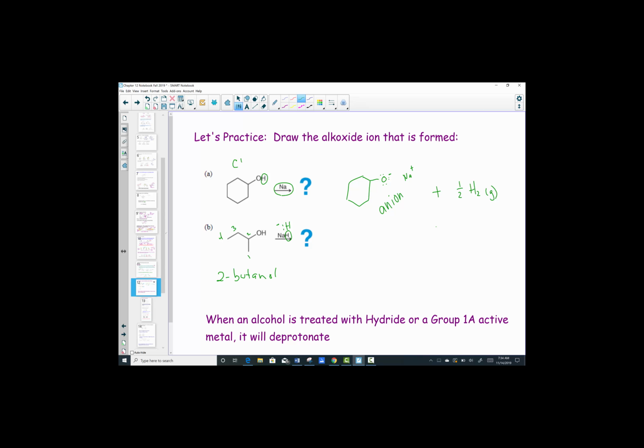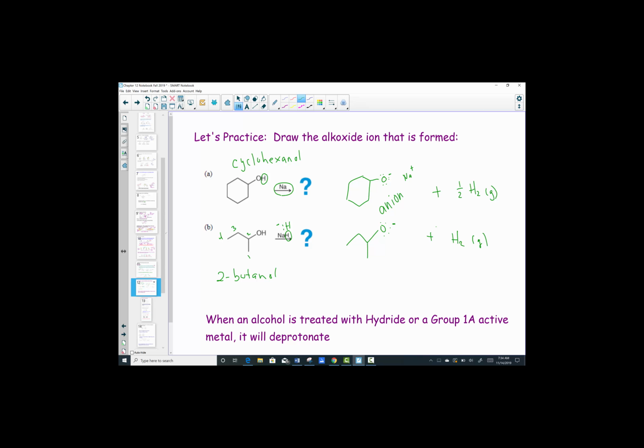Here we'd have cyclohexanol. No number 1 needed. At carbon number 2, the OH simply changes to an oxide anion. This would generate a full mole of hydrogen gas.